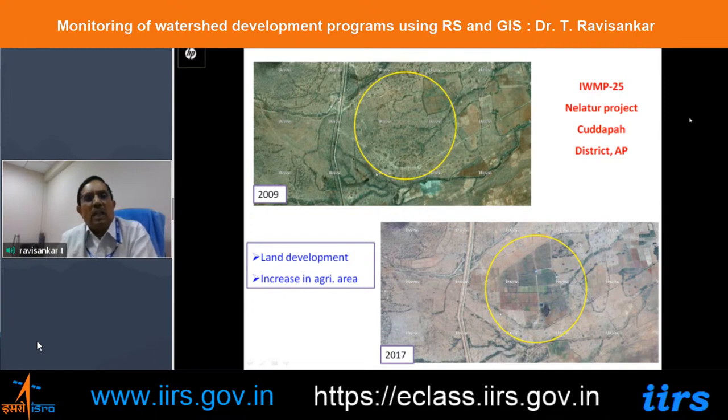You can see how a land which was barren and scrub land in 2009 has had interventions taken up, how the land improvement has taken place, how the farm pond has come, and how the agriculture has increased. This is without any analysis. By visual interpretation itself, you can have some idea.